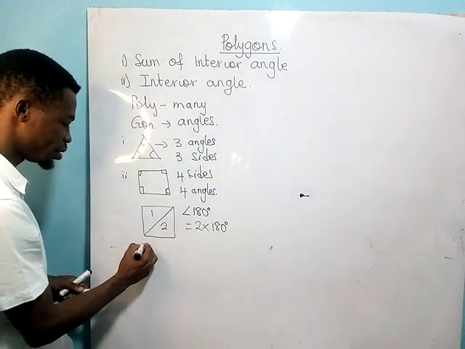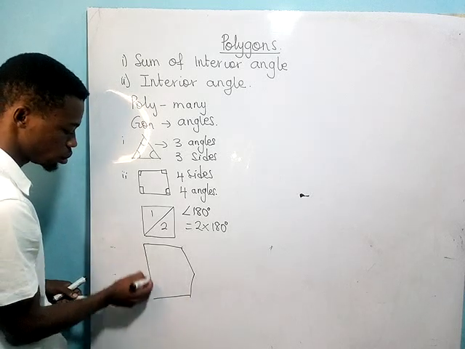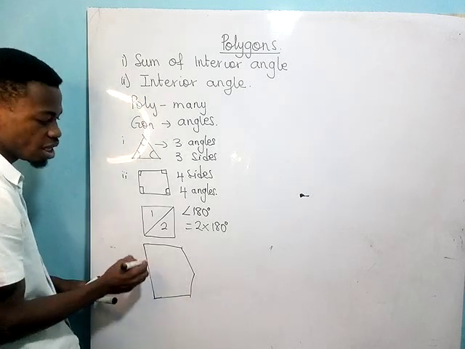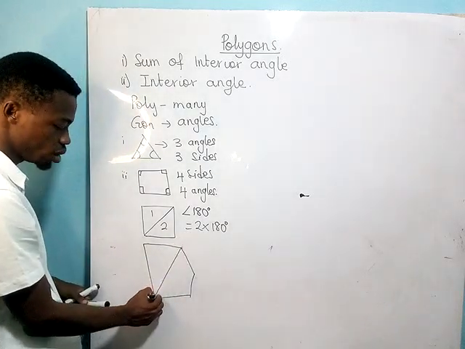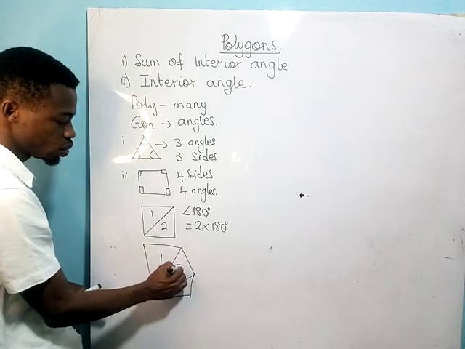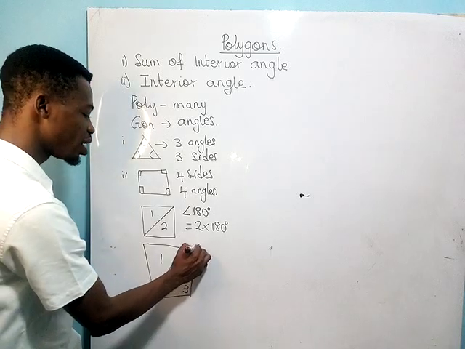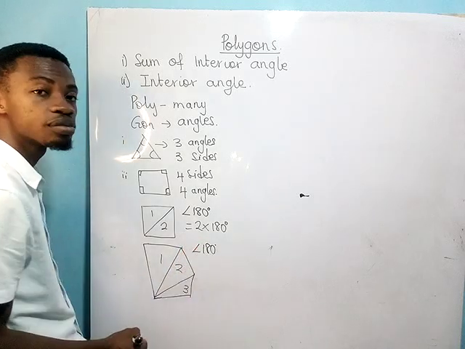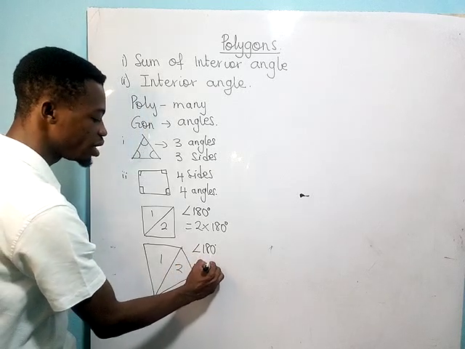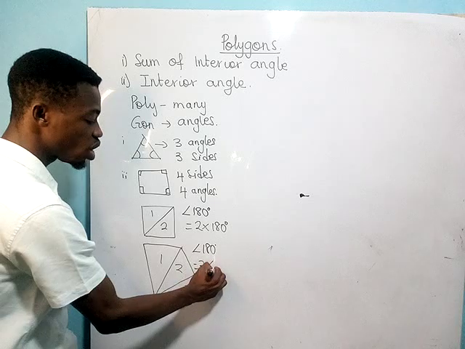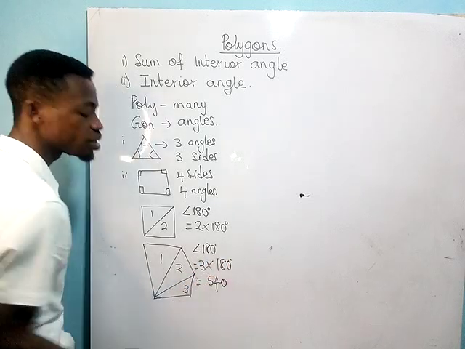Let's pick another one with 5 sides. Let's check the number of triangles we can obtain here. 1, 2, 3. And we know that each triangle has an angle sum of 180 degrees. Here we have 3 triangles. So therefore, the total will be 3 times 180, which is 540.